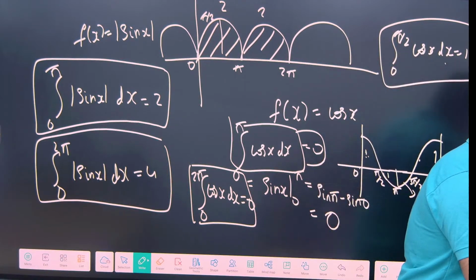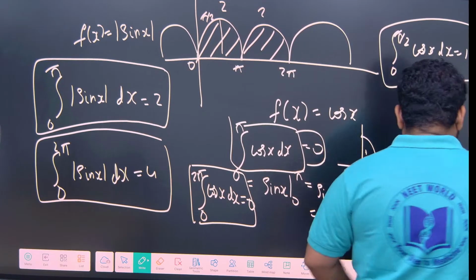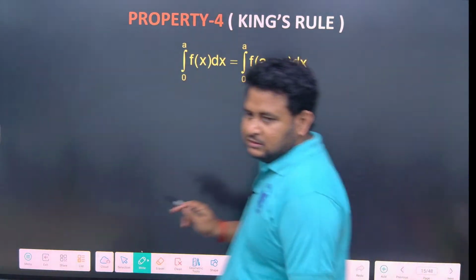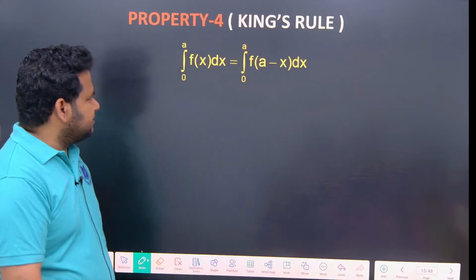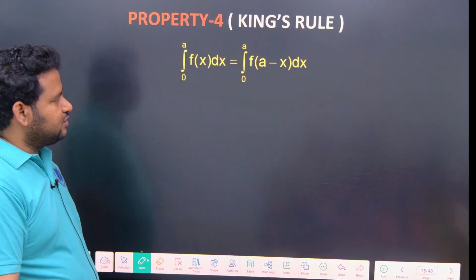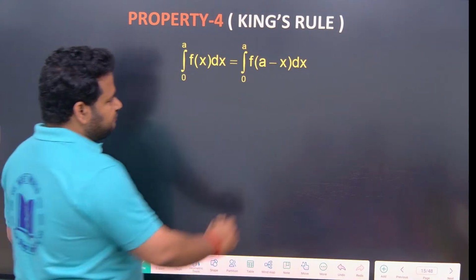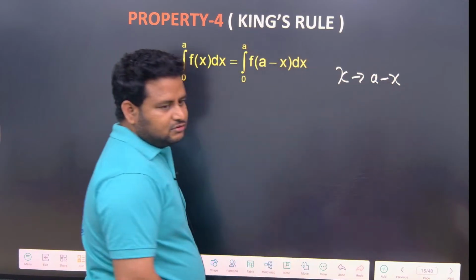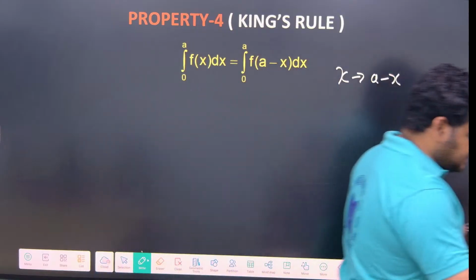Let's take up the question, or we will go to King's rule directly. So King's rule, see here, integral 0 to a f of x dx can also be written as 0 to a f of a minus x. That means wherever x is there, you can replace it by a minus x. Let us take some examples for this.